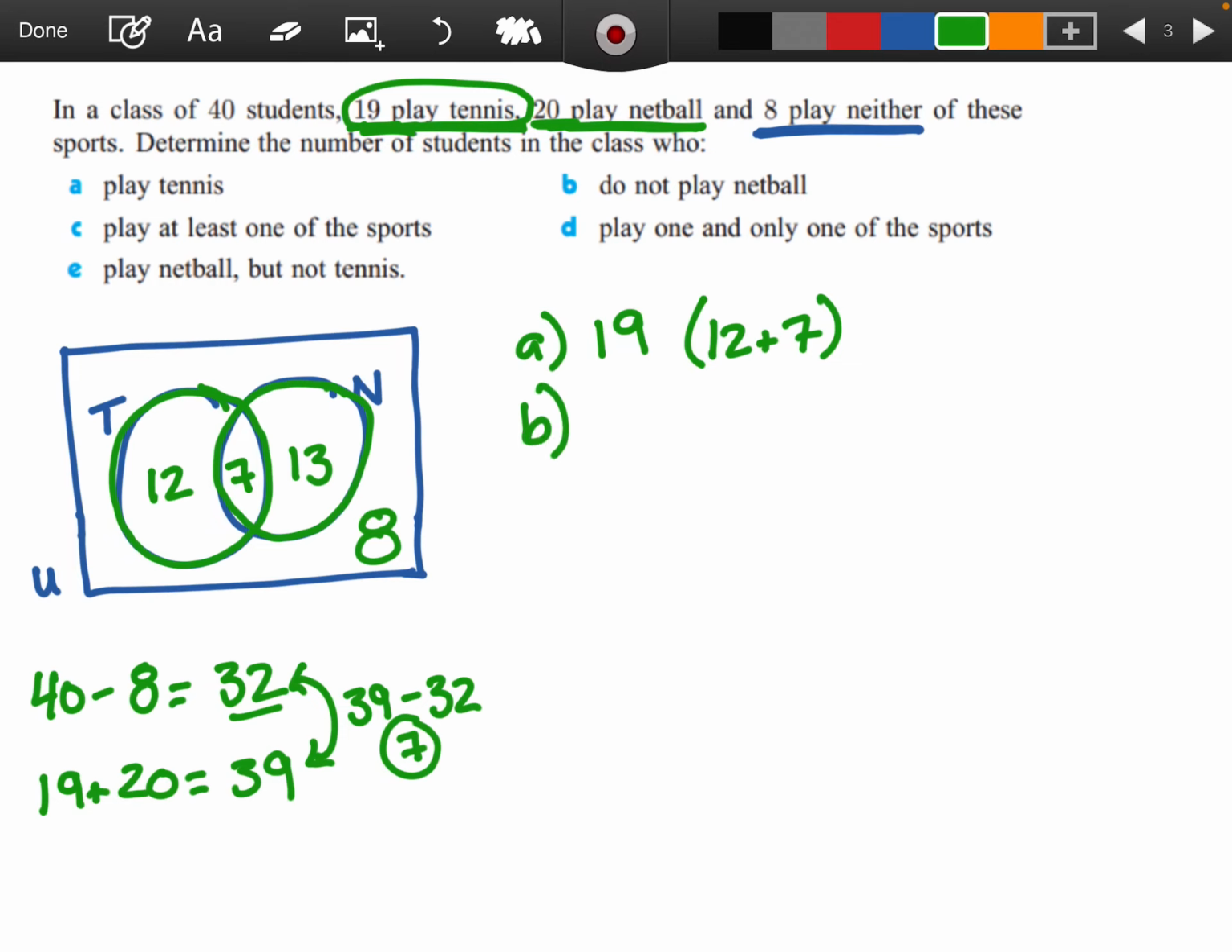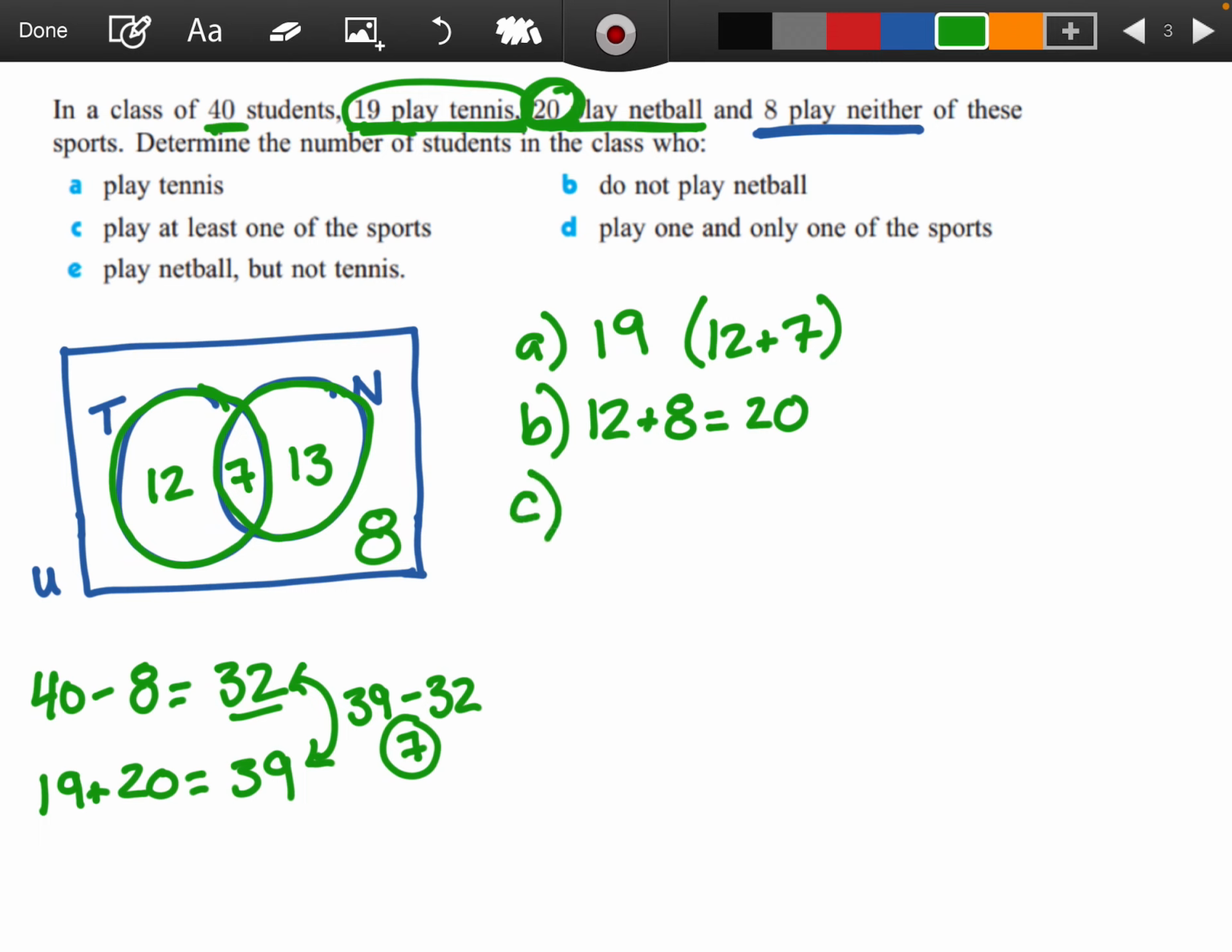Part B, how many do not play netball? So that means everybody that is not in the netball circle. So there are 12 people in the tennis circle. There are 8 people on the outside. So that means there are 20 people who do not play netball. Or you could have just said, the question told us 20 in a class of 40. So that leaves 20 that don't play netball.